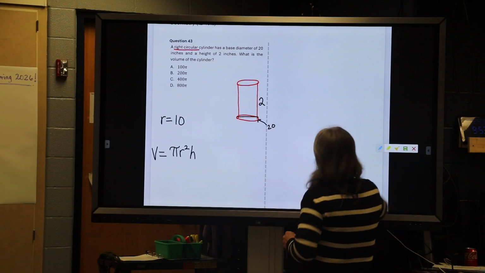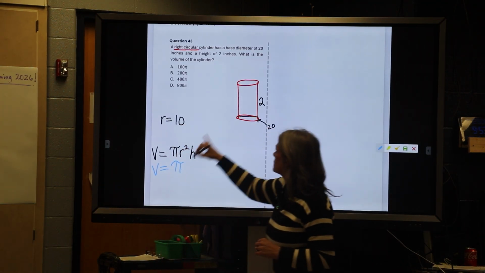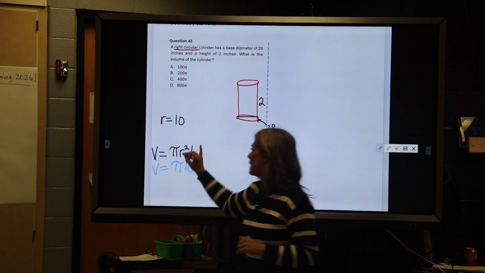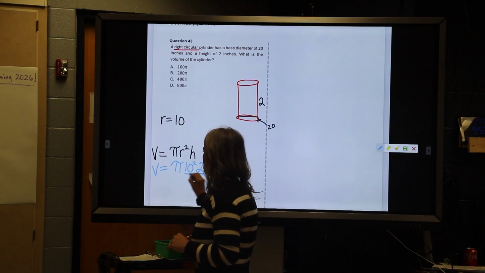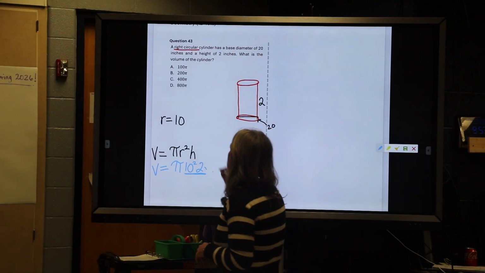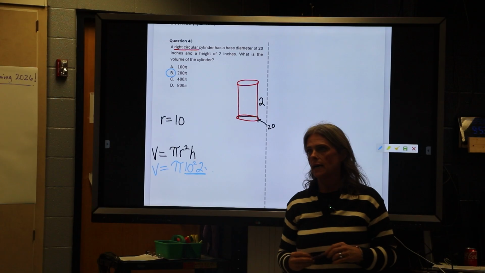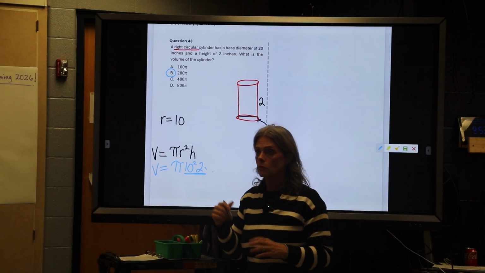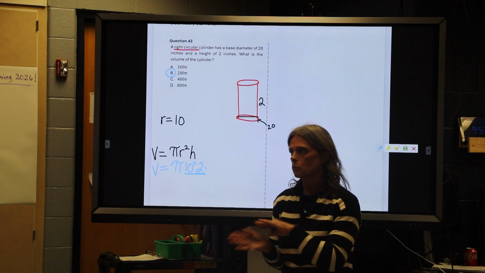So let's go ahead and put all these in. So you've got volume equals pi. My radius is half of my diameter, so 10 squared. And then my height is 2. So the part you want to put in your calculator is just this part. Okay, so go ahead and put 10 squared times 2. And you'll see that your answer is 200 pi. Okay. Now, if you put the pi in, it's going to multiply out 3.14, blah, blah, blah, right? So we don't want to do that. We just want to do the 10 squared times 2 and put the pi behind it, okay?